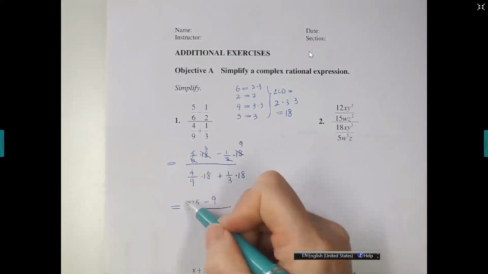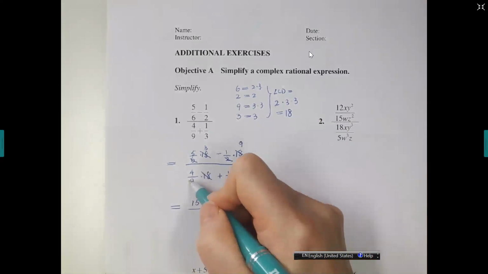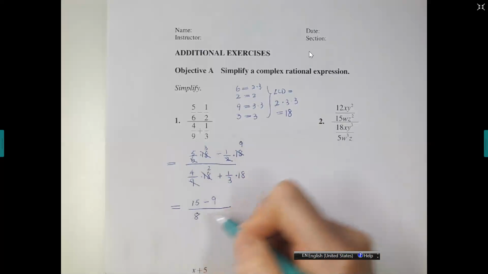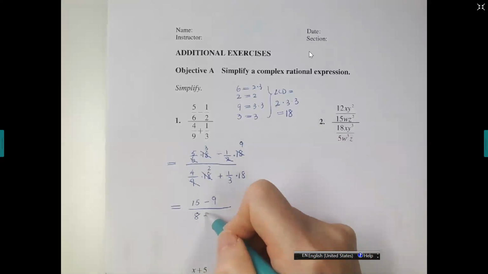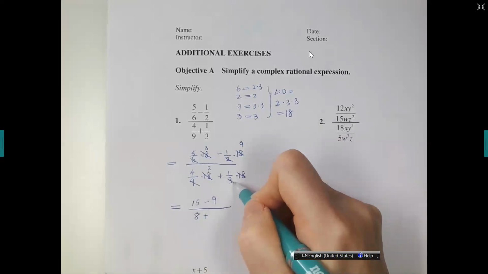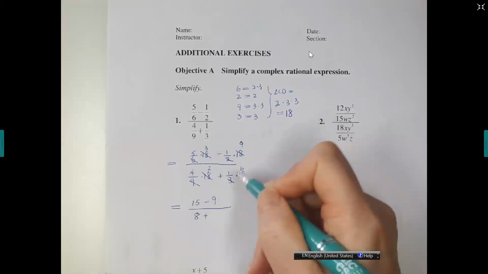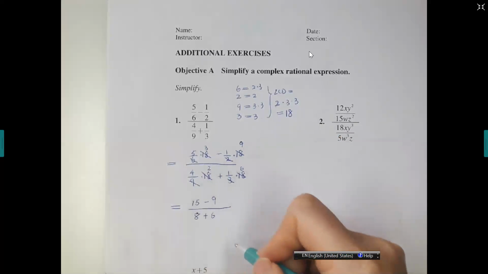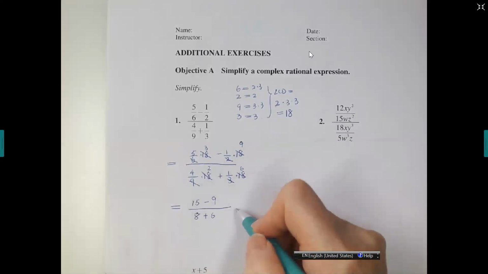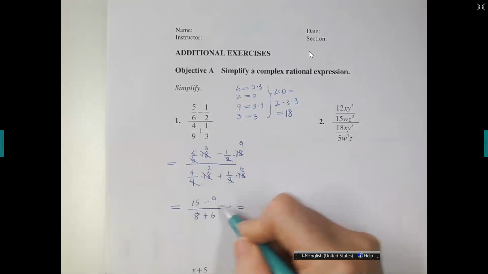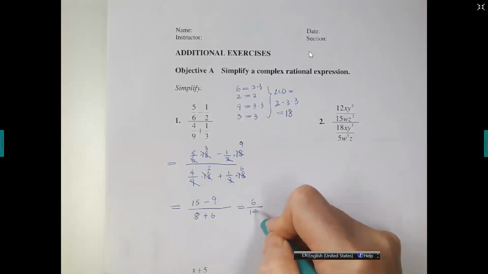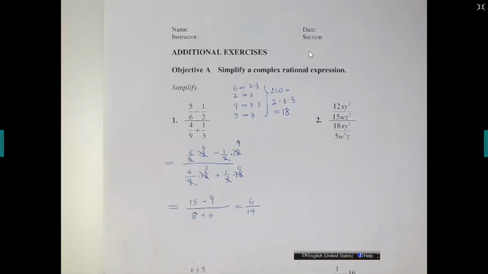Over to this multiplication. 18 divided by 9, what do we have? 2. So 4 times 2, 8. And the last one plus, 18 divided by 3, that's 6. 1 times 6, that's 6. Then work on the numerator and denominator respectively. 15 minus 9, that's 6. And 8 plus 6, that's 14. Okay, so 6 over 14.